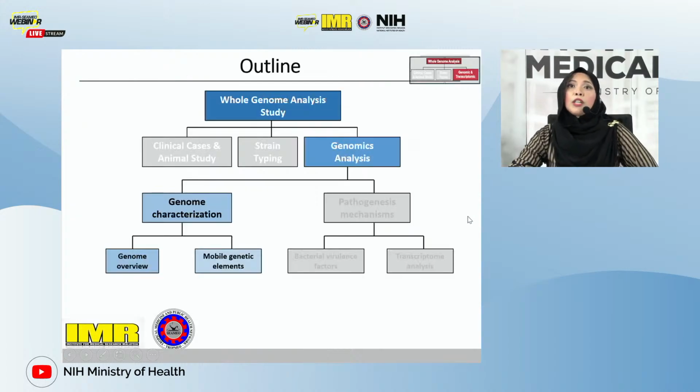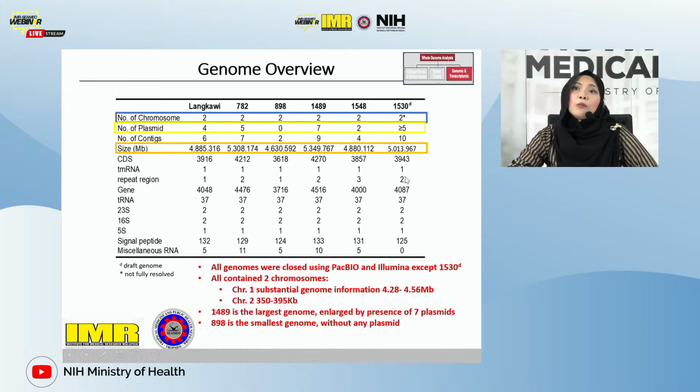Okay, next, for the third objective, genome characterization, all genomes were closed using PacBio and Illumina sequencing, except for strain 1530. This is due to higher DNA fragmentation in the plasmid of 1530 that couldn't be resolved. All genomes contain 2 chromosomes. Chromosome 1 had substantial genome information of around 4.28 to 4.56 megabase, and chromosome 2 only comprised 350 to 395 kb. The largest genome in this study is 1489, which is enlarged by the presence of 7 plasmids, and the size is around 5.3 megabase. 898 is the smallest genome, without any plasmid.